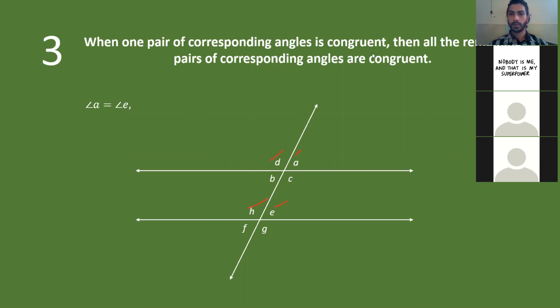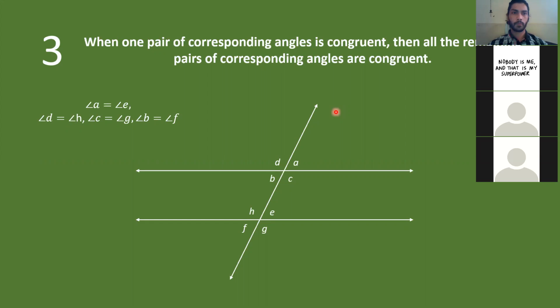What it basically means is that if we have only one pair, if you know that A and E are equal, then I also know that in the pair of parallel lines, all other corresponding angles will be equal. So D is equal to H, C is equal to G, and B is equal to F. That's how I know this, because A is equal to E, and we proved it last time.